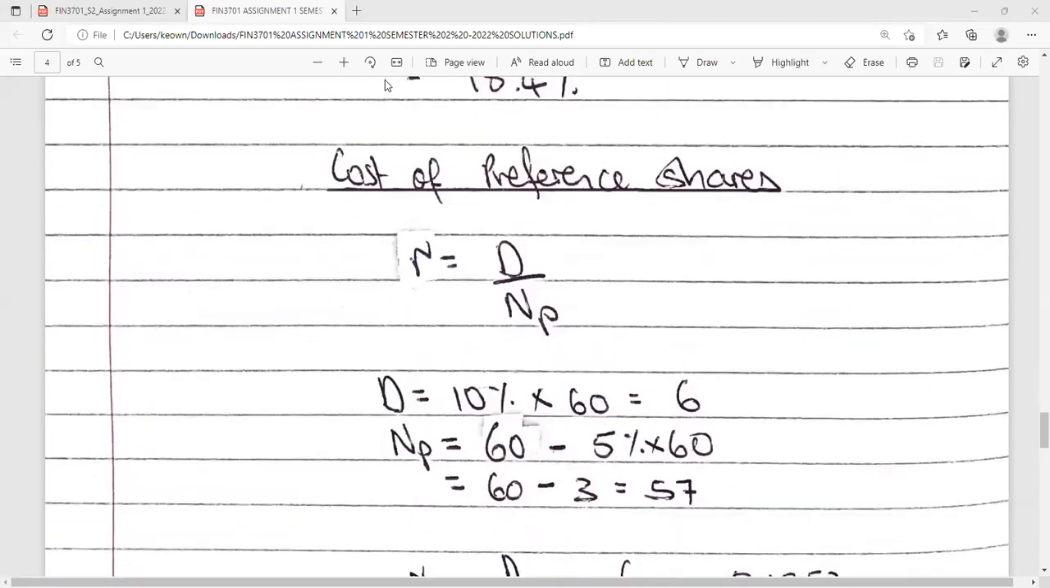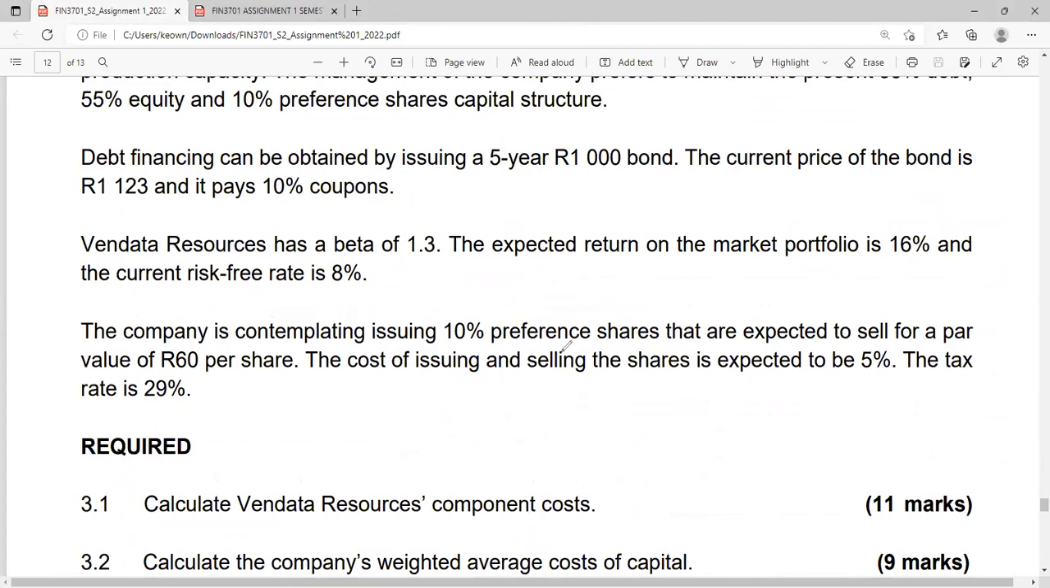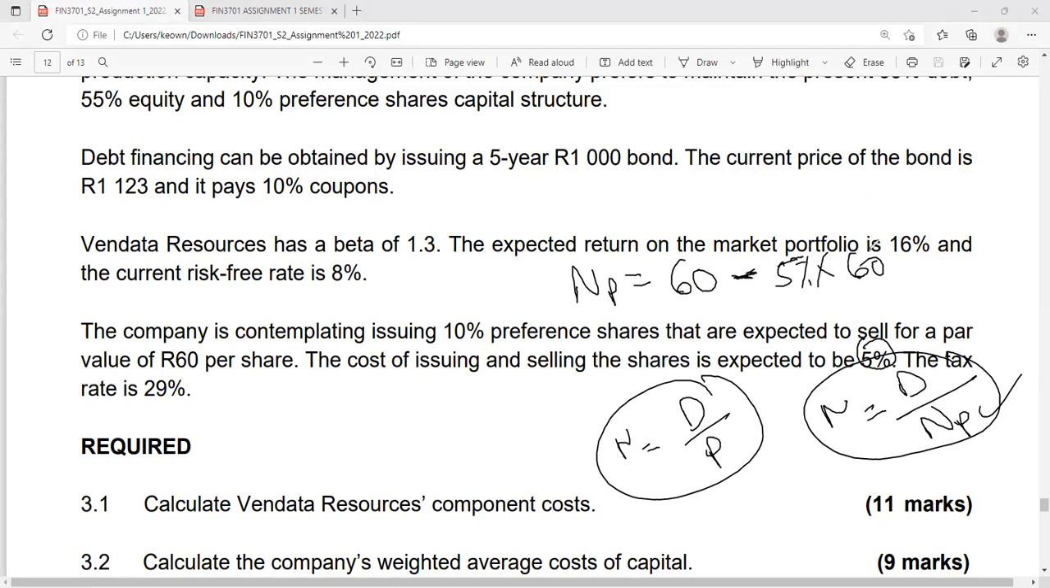And then finally, the cost of preference shares. With the cost of preference shares, again, it's similar to that formula we use for the no growth model. You simply take your dividend divided by the price for current preference shares. And then for new preference shares, you take your fixed dividend. Remember, preference shares is a fixed dividend divided by the net proceeds. So in this case, we're dealing with net proceeds because we've been given a flotation cost of 5%, right? So our net proceeds are going to be the par value issue price minus 5% times 60, right? So that's really, really important. Right, so we then get our net proceeds there. So our net proceeds would be 60 minus 5% times 60, giving us 57. Those are the net proceeds.